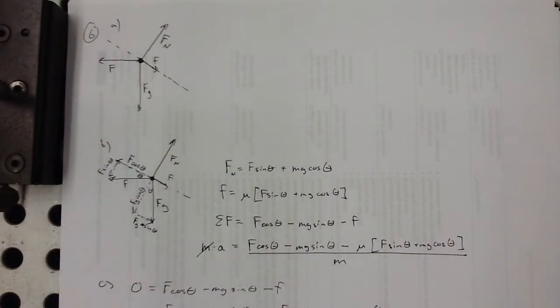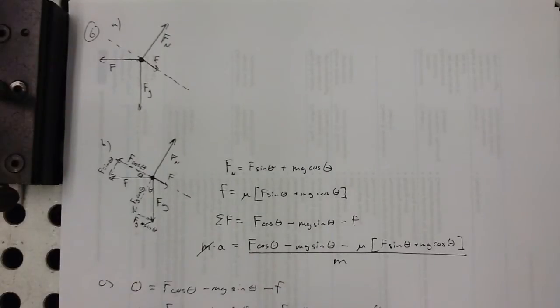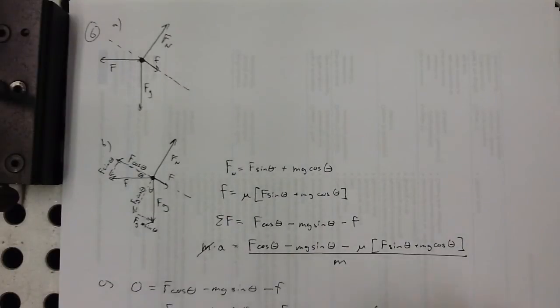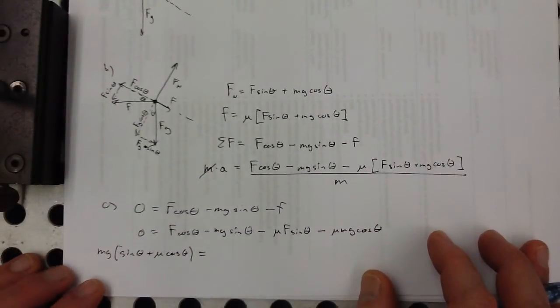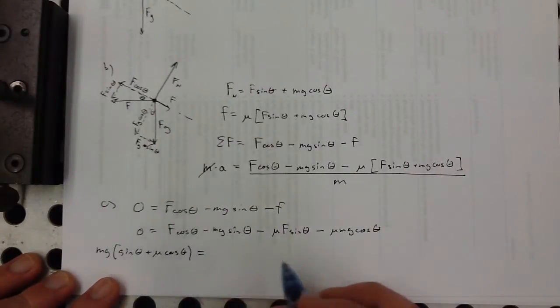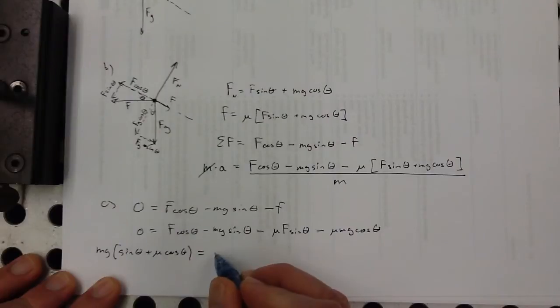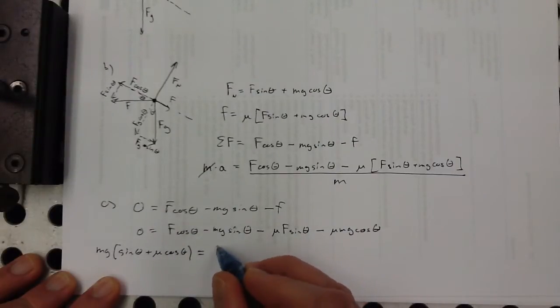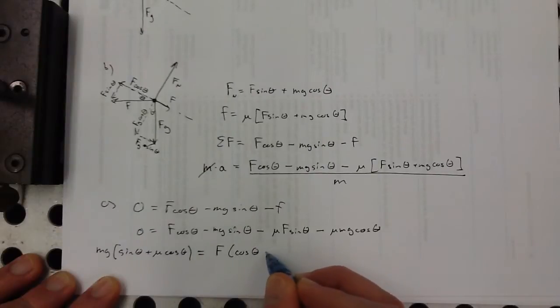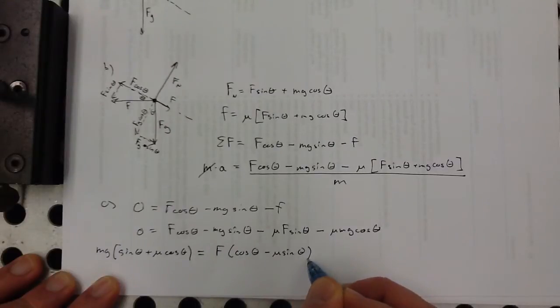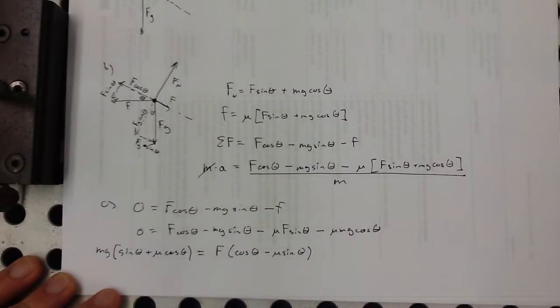Okay, so if we want to find an expression for F, I could move these two to the other side. I'd have mg times sine theta. You can go through the algebra here in more steps if you like to make sure you understand this. Oh, hey, there it is. This work here equals, and then on this side I'm going to factor the F out. F times cosine theta minus mu sine theta. Right?